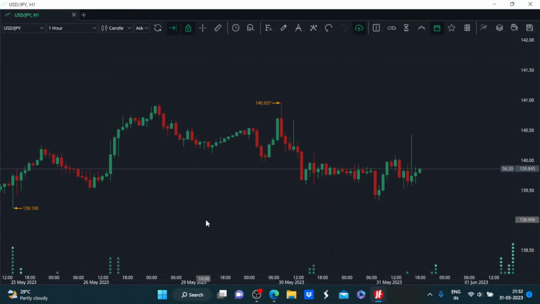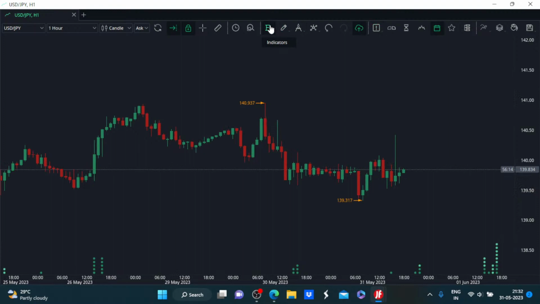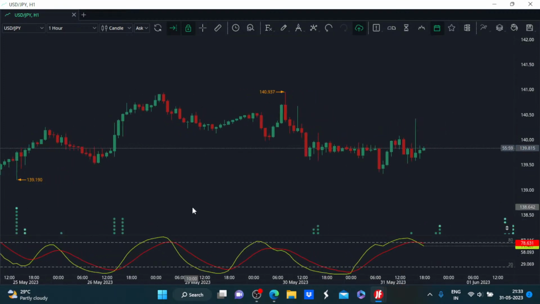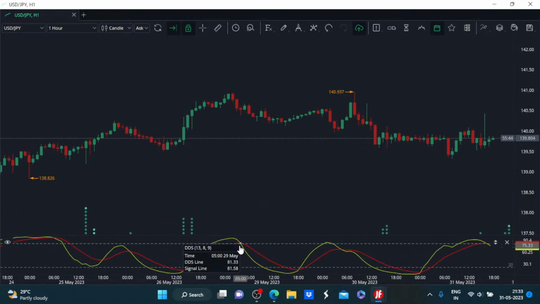Here is the USD JPY chart with each candle predefined at hourly. Let me add the break delay stochastic. If you type it in here, we have this, and from the first glance, you can observe that this is a lot more stable. We have a lot more smoothing, and there is significant lag if we compare it to the price action, and this signal generation using these two lines, the DDS line and the signal line.